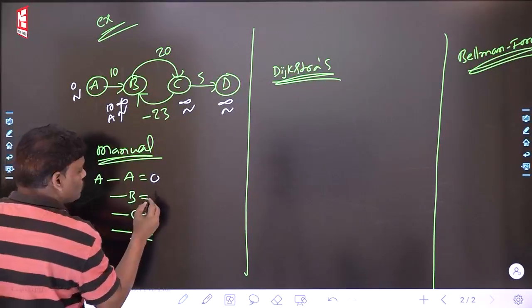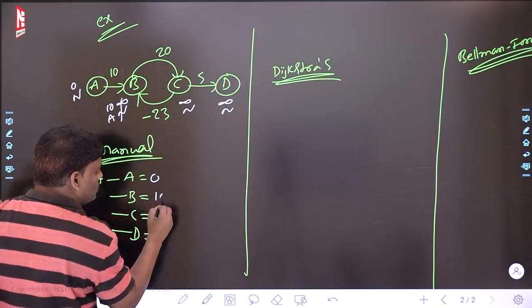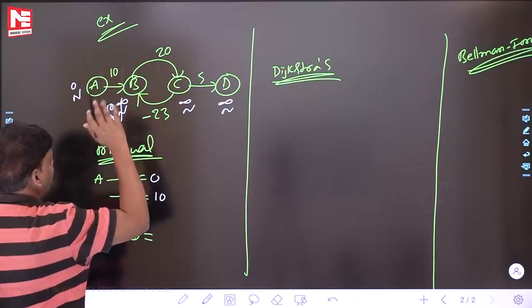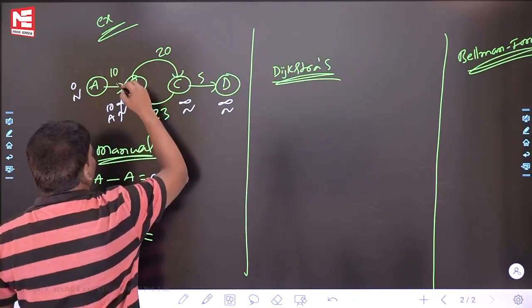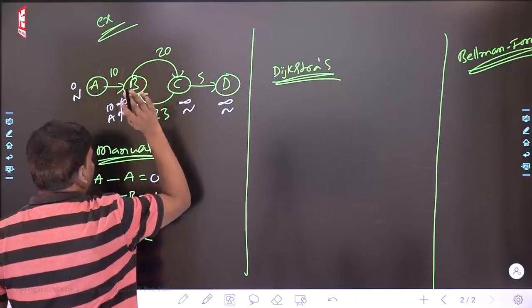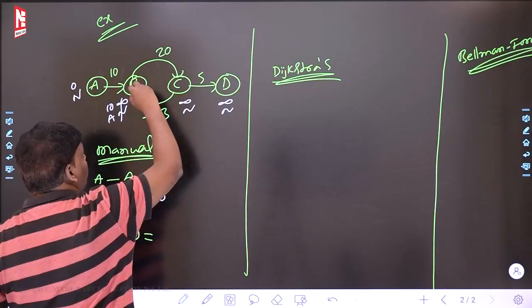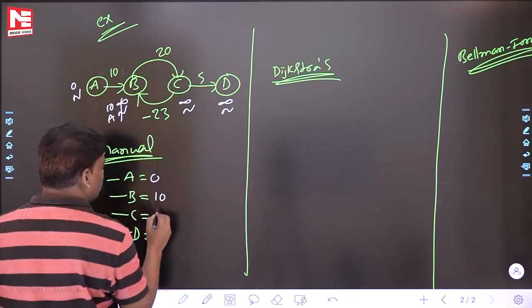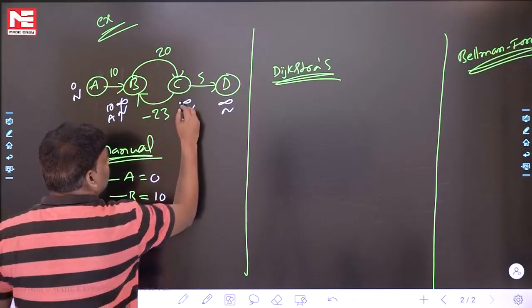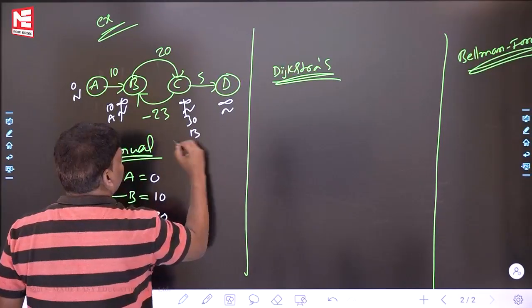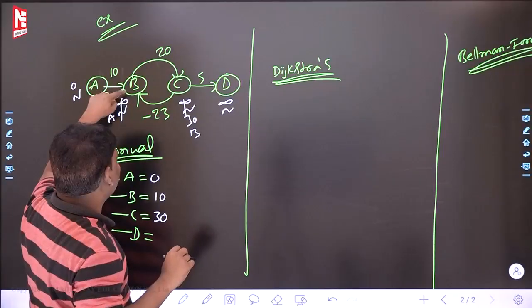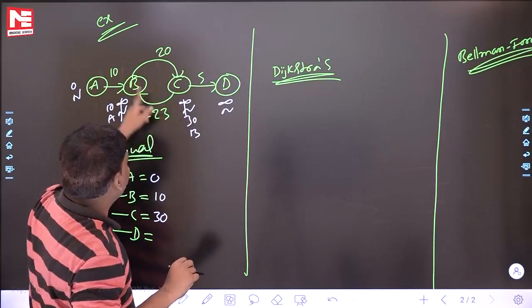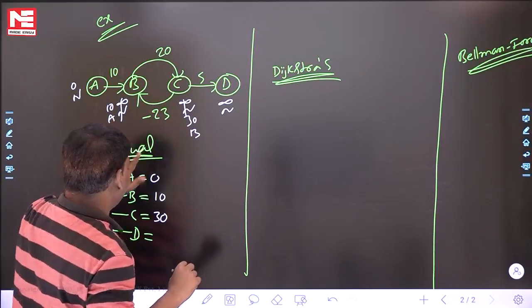But one thing I want to ask you. This 10 is from A, I am okay with that. What about B to C? See the answer: A to B is already 10, that's okay. Next, what about A to C? B is already 10, 10 plus 20, the answer is 30, from B. That is also okay. Until now fine.